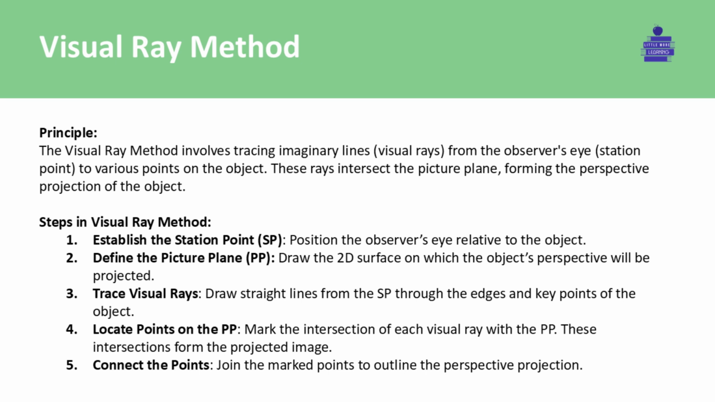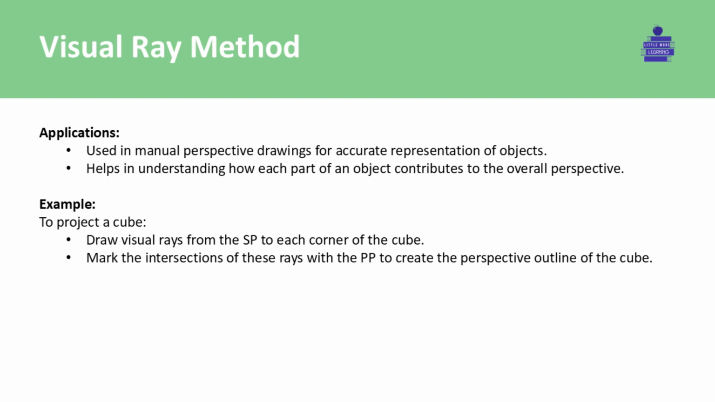Think of it like creating a connect-the-dots drawing, where each dot is precisely placed based on where these visual rays pierce our picture plane. This method might seem more mathematical than artistic, but it gives us incredibly accurate perspective drawings. It's particularly useful when we need precise perspective representations of complex objects. Let's explore how the visual ray method is applied in real-world scenarios. This method is crucial for precision in manual perspective drawings, like having X-ray vision to see how each part of an object should be represented.